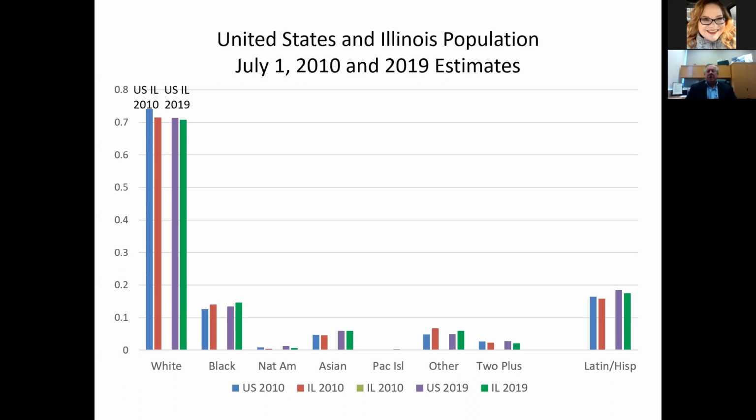And as you can see, with respect to Hispanics or Latinas, Latinx's, the percentage of both the US population and Illinois population has actually declined over this decade, mainly as Mexicans or individuals who had immigrated from Mexico leave the state, either return to Mexico or go to basically the southeast and west.